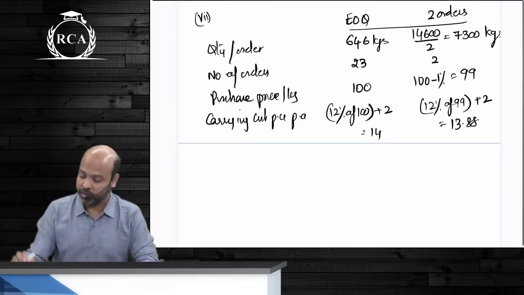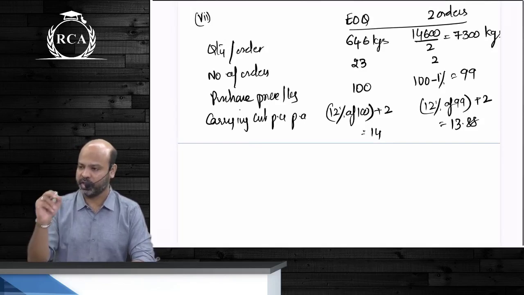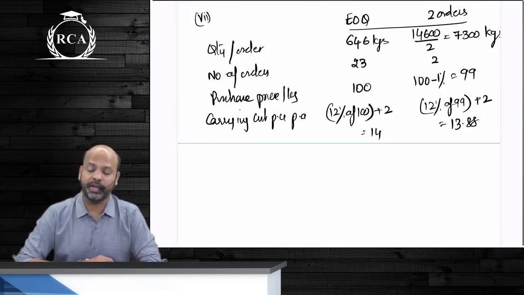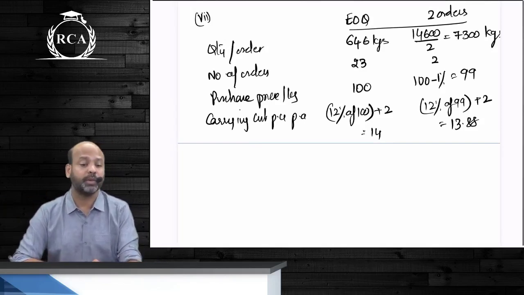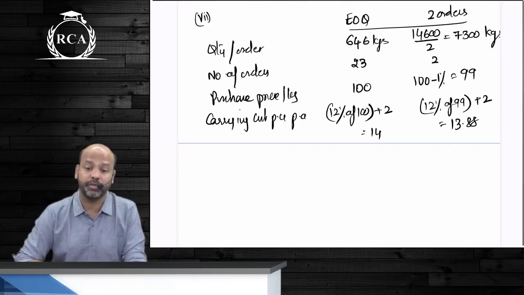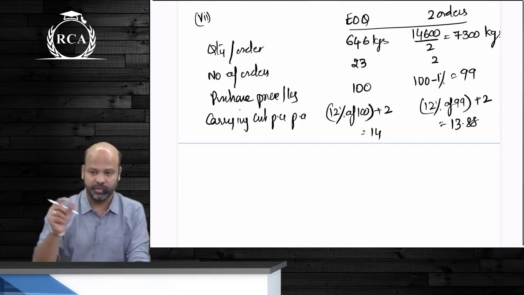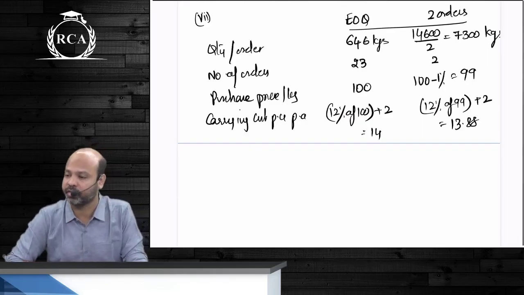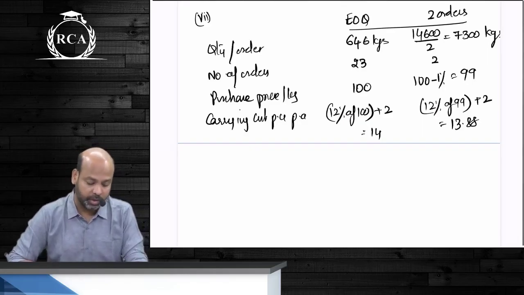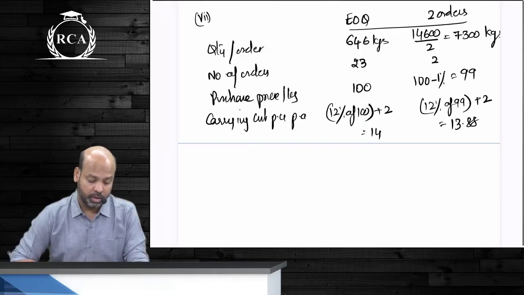So the only thing that you can skip is writing average inventory, because that you can directly write in the formula. Now when you write average inventory, guys, there's no need to include minimum level and all of that. Directly write half of quantity ordered, half of 7,300 or half of 646, because the remaining amount is not supposed to affect your decision.